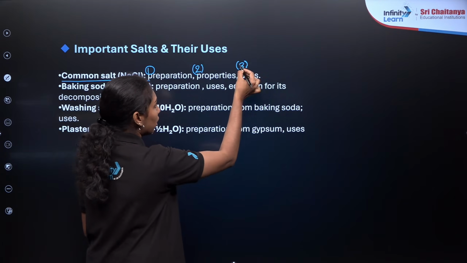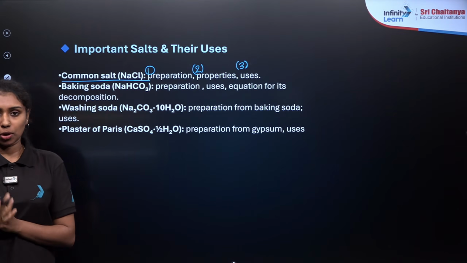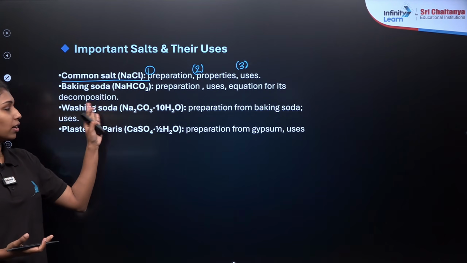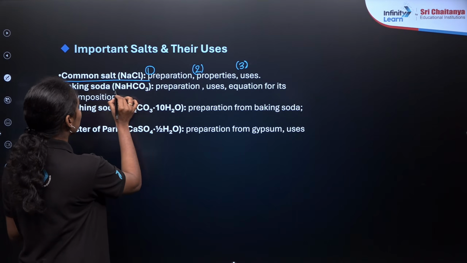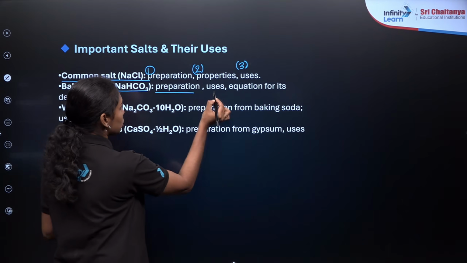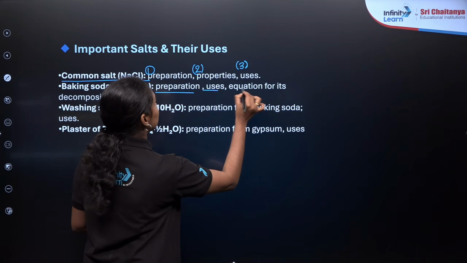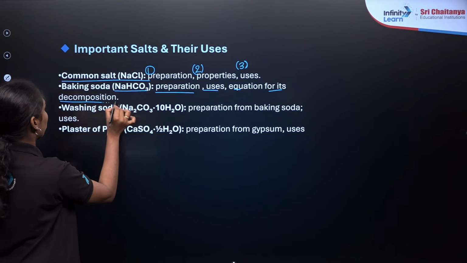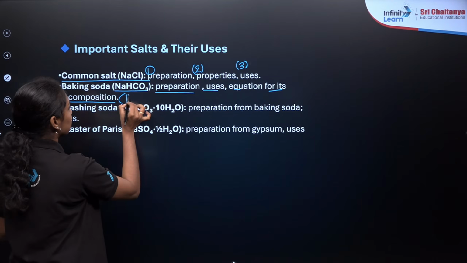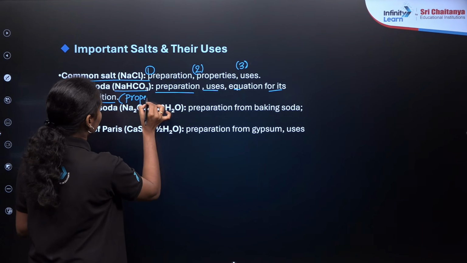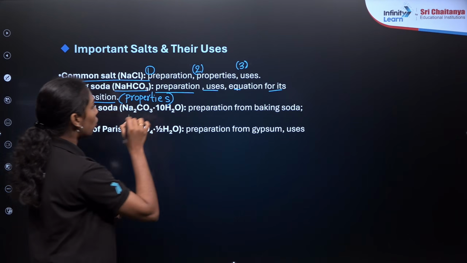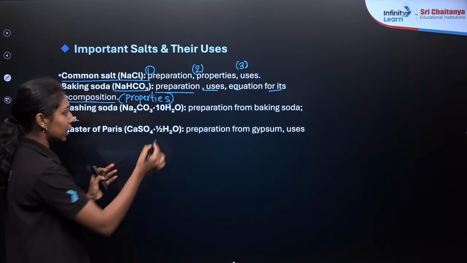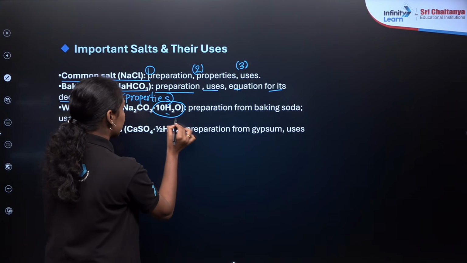So you can expect either the uses, preparation or properties of any of the salts given here. First one is the common salt, next one is the baking soda, right? Sodium bicarbonate, baking soda. Again, their preparation, uses, and the equation for its decomposition is also very important. Their properties. The next salt we have studied about is the washing soda, right? Sodium carbonate dot 10H2O. So we know that this 10H2O is known as the water of crystallization, right?